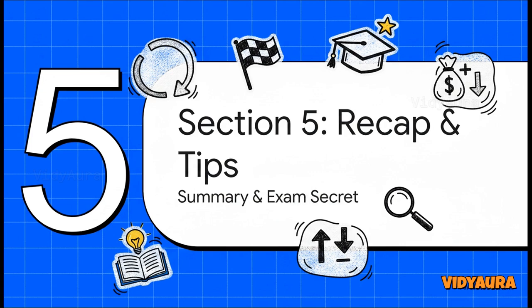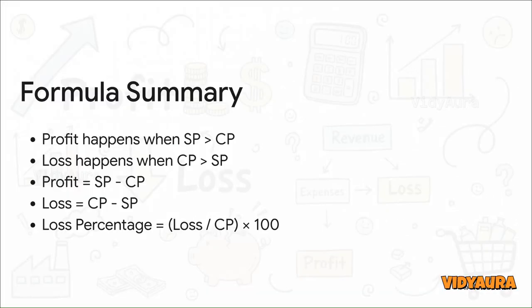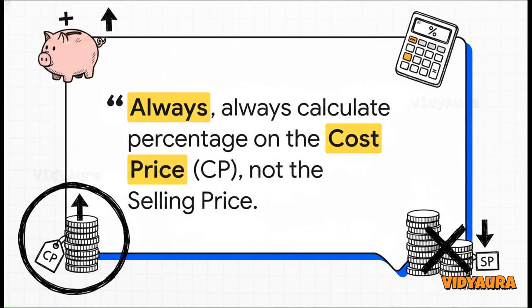Wow, fantastic work, everyone. We've gone through all the main ideas, so let's do a super quick summary to lock it all in, and then I'm going to share a little secret tip that will help you avoid a very, very common mistake on your exams. So let's recap. It's a profit if you sell for more than you buy. It's a loss if you buy for more than you sell. Remember those subtraction formulas. The order matters. And for percentages, the magic rule is that you always divide by the cost price, the CP, before multiplying by 100.